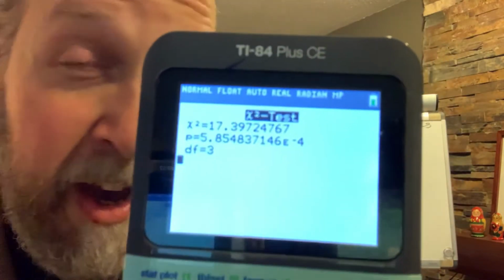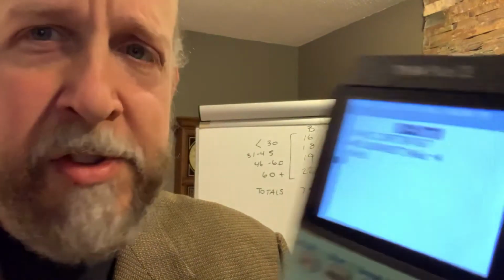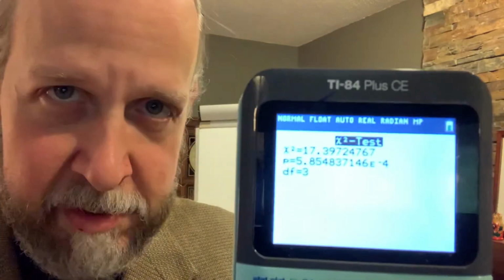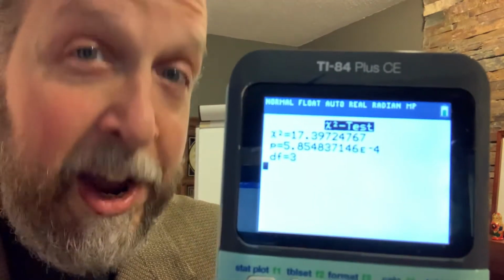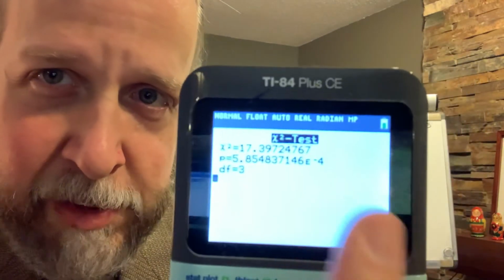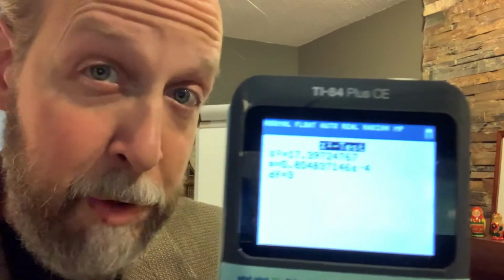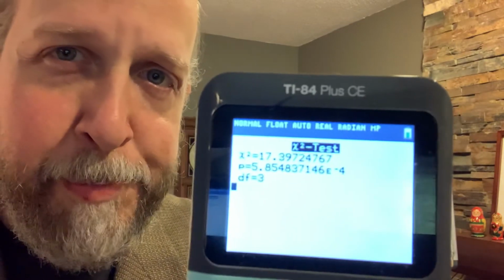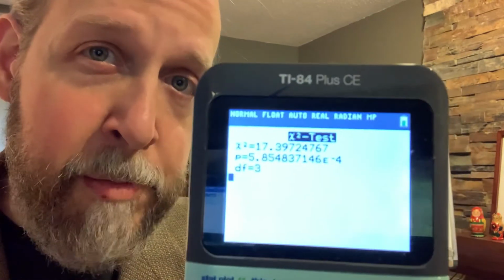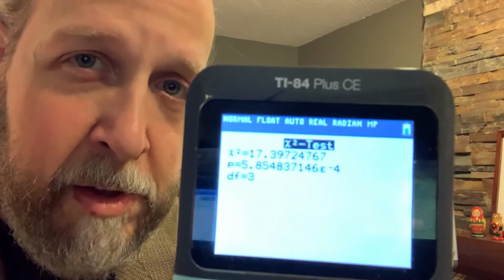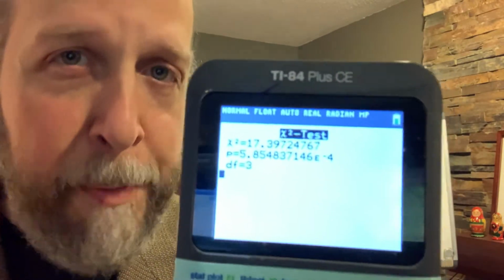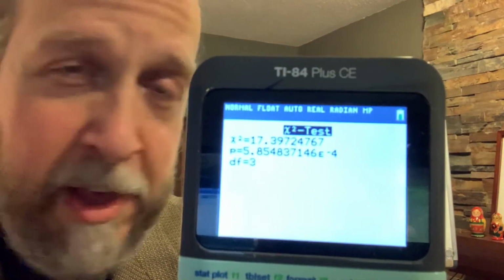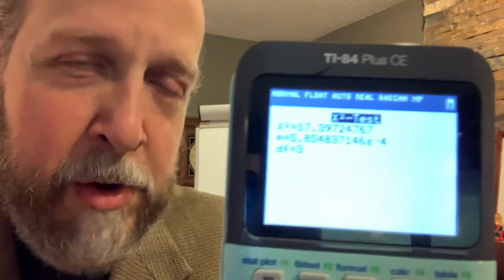It gives you on top the chi-square total. For this problem, 17.397, whatever. Down below that says P equals. That's the P value for the entire problem. In this case, don't forget, it has e negative 4 down there, so it's a very small p-value, 0.00058, and so on. Below that, the degrees of freedom, which you already knew were the rows minus 1 times columns minus 1. So 4 minus 1 is 3, 2 minus 1 is 1, 3 times 1 is 3. Okay? It's the answer. It does it all for you.